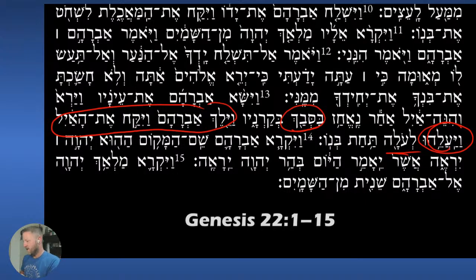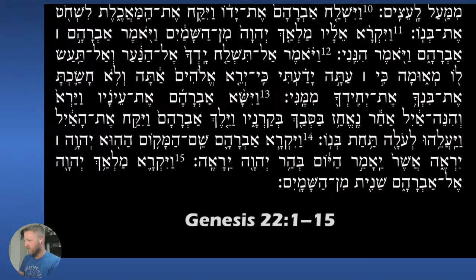Okay. Vaikra Avraham Shema Makomahu. This is where we get to that Jehovah Jireh thing. Vaikra Avraham Shema Makomahu, the name of that place. Adonai Yireh, the Lord provides. The Lord will provide. May the Lord provide. It's not Joseph really, but the Lord provides. The Lord sees. Asher Amar Hayom Behar Adonai Yireh.